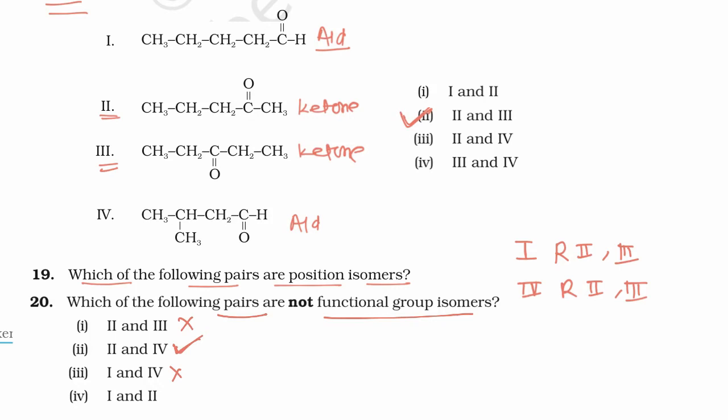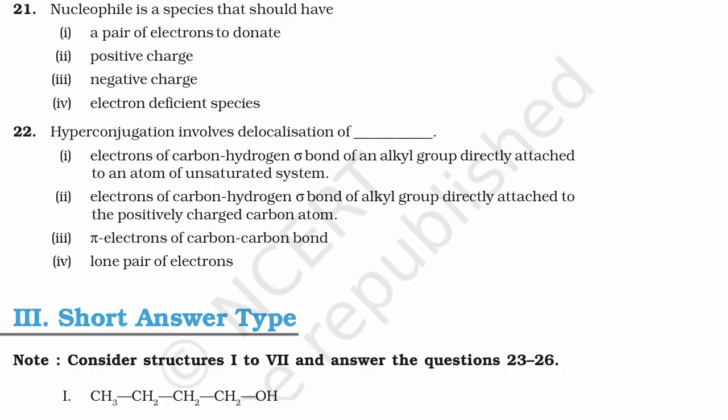Now 1 and 2 have different functional groups, so they are functional isomers. In this question, we have to find which are not functional isomers. So 2 and 3 are not functional isomers, and similarly 1 and 4 are not functional isomers. Hence the correct answer is 1 and 3.